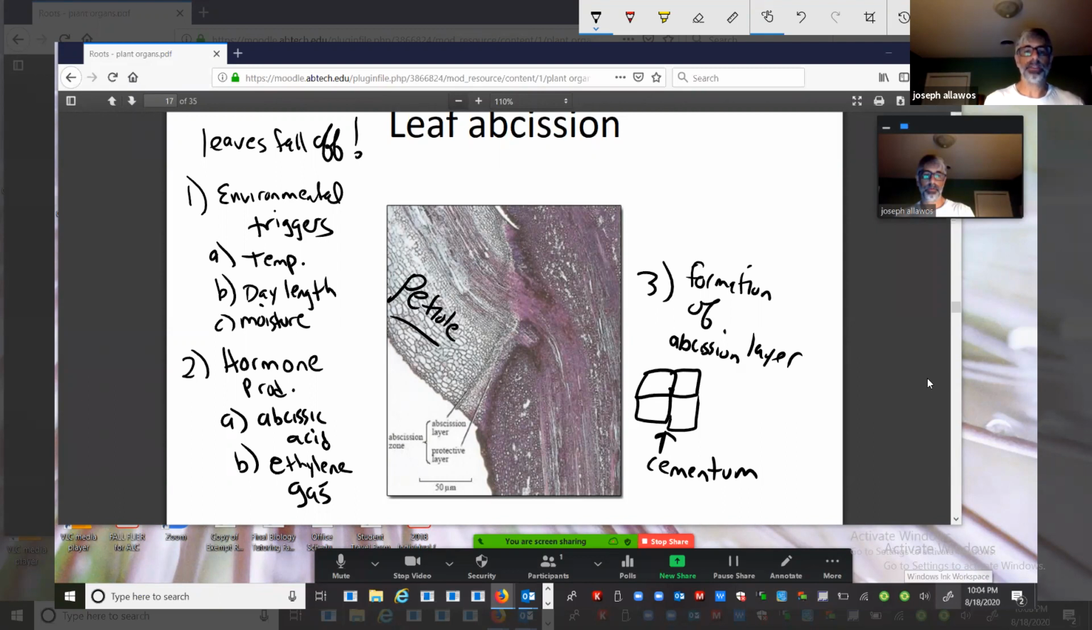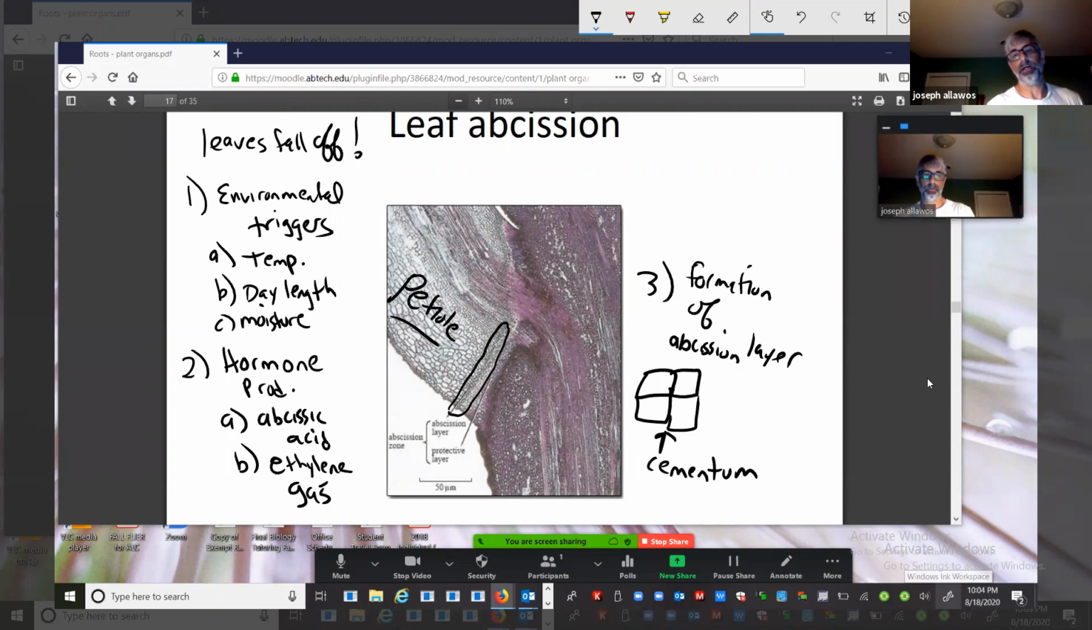Well, in response to these hormones, there's this one little region of cells right in here. It's called the abscission zone. And these cells, no other cells, but these cells are very sensitive to these hormones. And what literally happens is it dissolves the cementum. All of a sudden, this glue that's been holding this petiole onto the twig just dissolves and then the leaf falls off. Okay, so that's how we have leaf abscission.